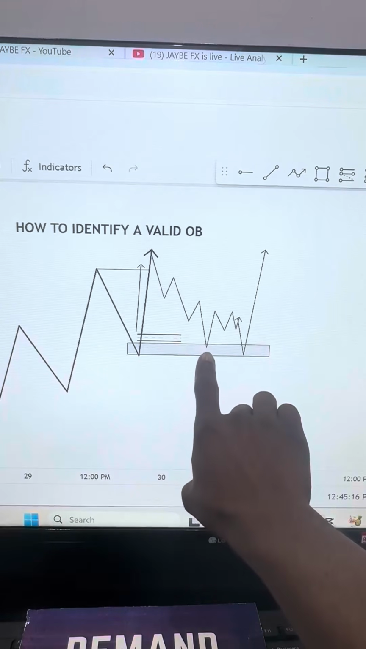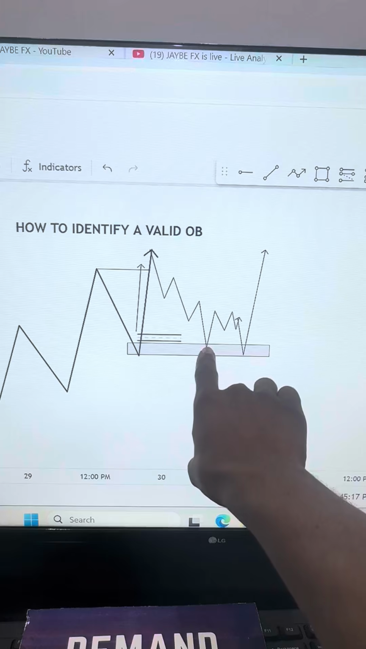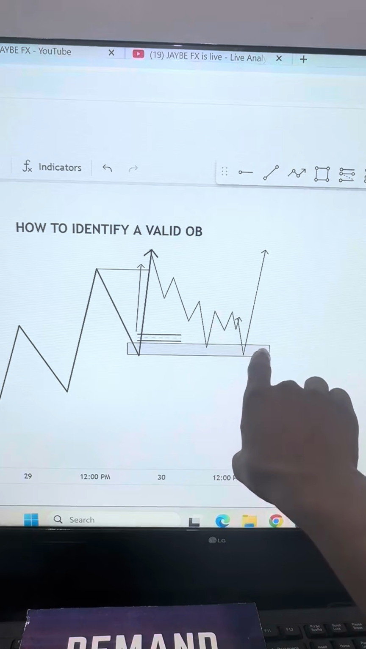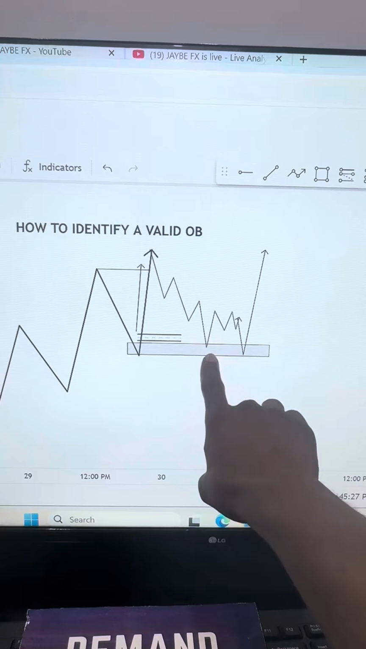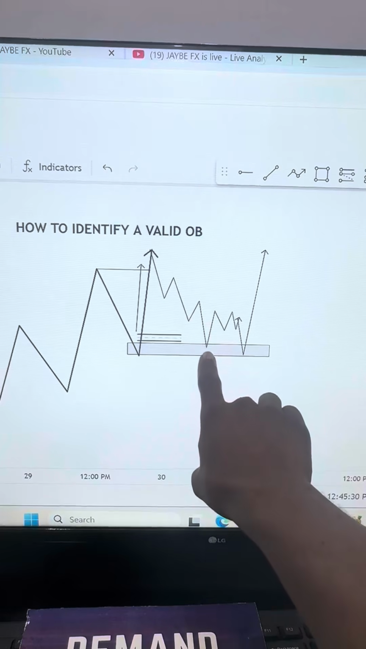So let's continue. Now, if this zone has been tapped, it means this virgin has been used. So if you are not bringing this order block virgin to the big players to use it to do work for you, there is high tendency that they will reject it.